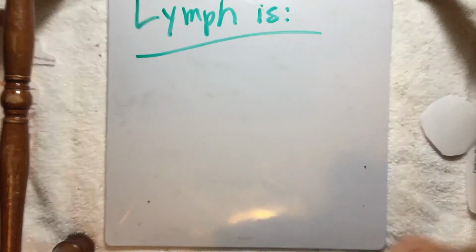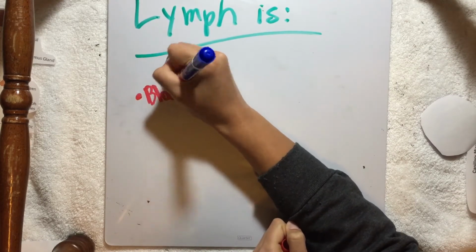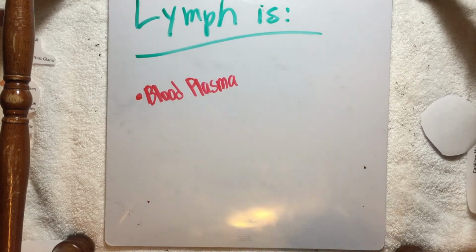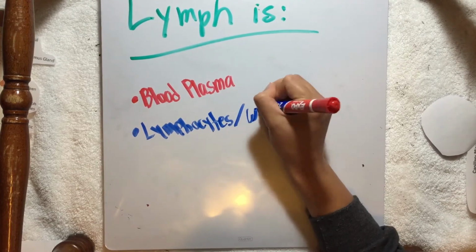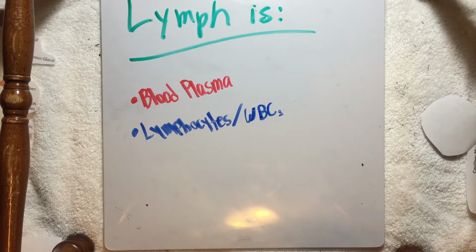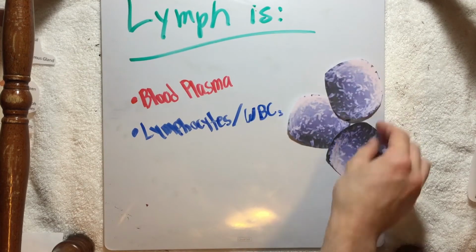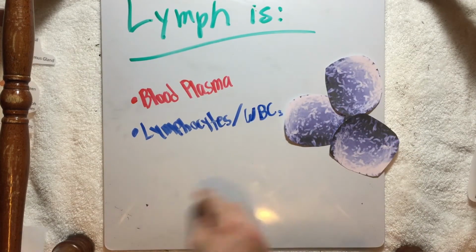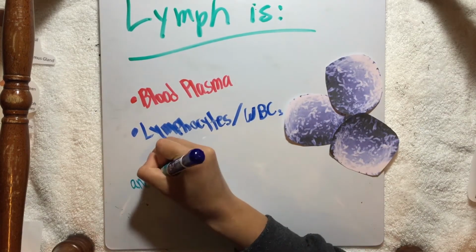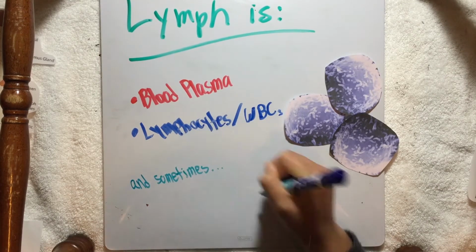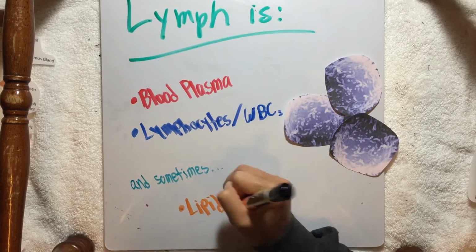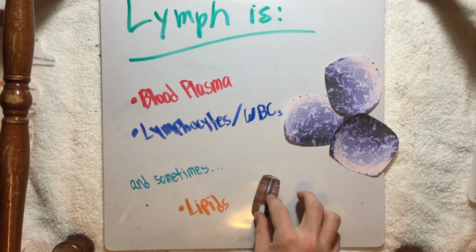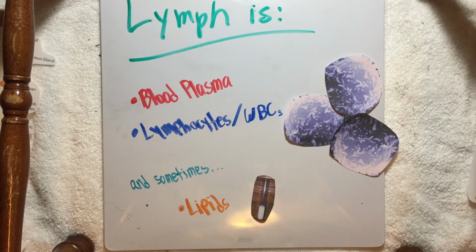Lymph itself is blood plasma. It has lymphocytes and white blood cells, and sometimes it has lipids. So what lymph is, its contents depend on its environment, what is in the blood, what is in the ECM, and that acts as a sample of the blood as a whole for the body to check. So it's able to transport bacteria. Let's say if you're having an infection, it's able to transport cancers, and it's able to transport lipids.